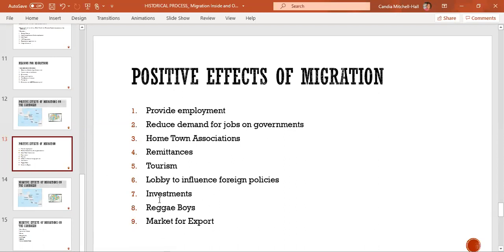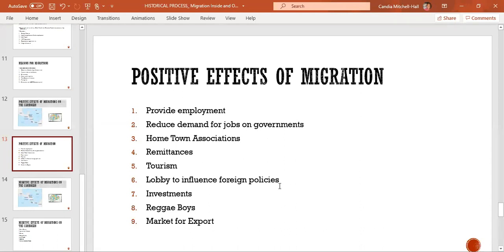Also, people abroad, those who have migrated, invest. So they come back, they buy apartments, they buy a house, they build, not hospitals, they build what we call business places, stores, all of these different things, investment. And also a positive effect of migration is that you lobby the government.